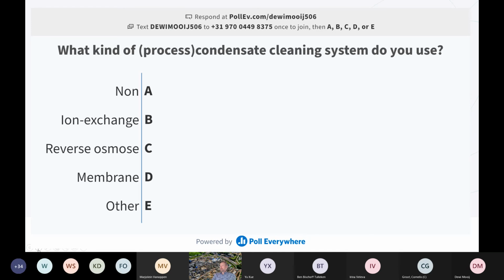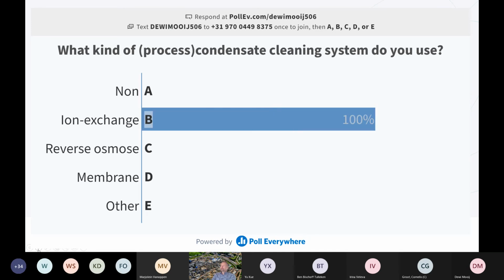Next slide. What kind of concept, next poll: what kind of process condensate cleaning system do you use? I think ion exchange will be the most, but maybe there are others. So membrane is not a technology that is at the moment used in these systems, but maybe in the future this will be a possibility. Next slide, please.